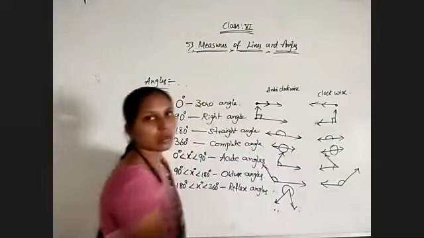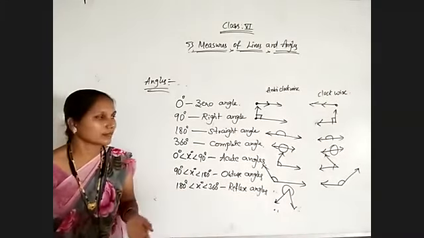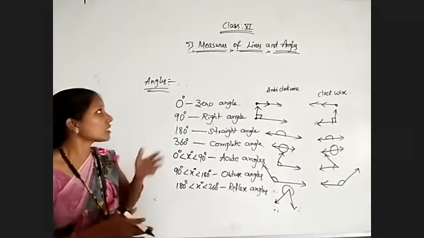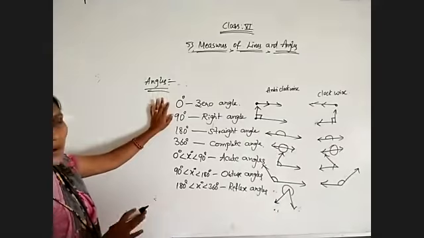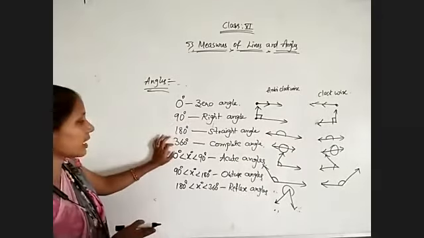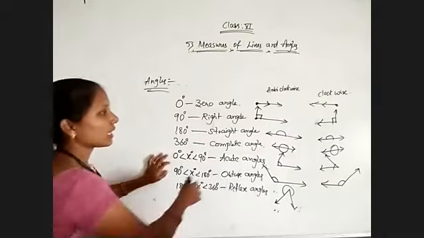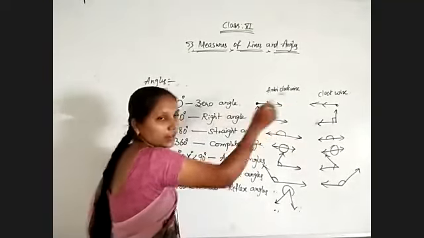Like this. More than a straight angle, I will get a reflex angle. So remember this. Total 7 types of angles are there. 0 is named as zero angle, 90 is named as right angle, 180 is a straight angle, 360 is a complete angle, and this is their representation using anti-clockwise rotation and clockwise rotation.